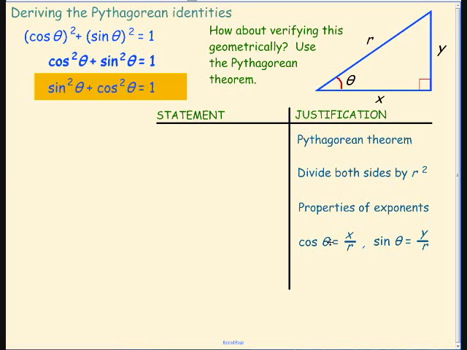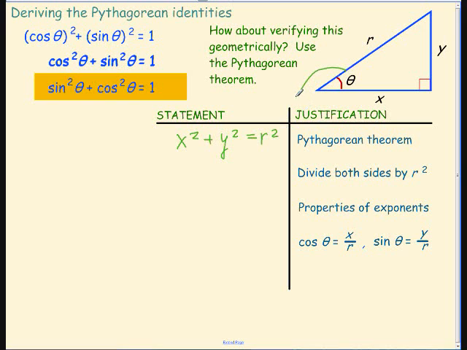So I've got all our justifications written out here. You did a lot of this work in geometry. We're just going to do a little bit more now. The Pythagorean theorem tells us that x squared plus y squared equals r squared. That's correct, eh? So x squared plus y squared equals r squared.